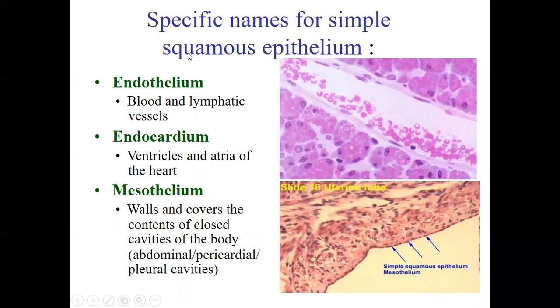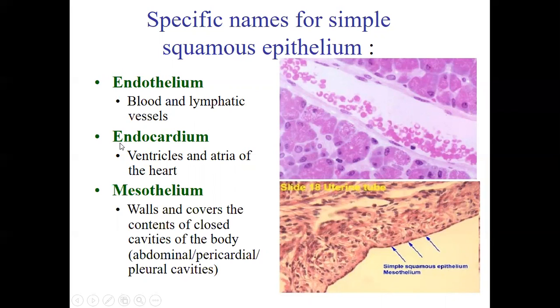For the simple squamous epithelium, sometimes it has a special name. For example here, the endothelium. The endothelium is actually a specific name of the simple squamous epithelium that lines the blood vessels and also the lymphatic vessels. So you can see here, this is the endothelium that lines the blood vessels. Inside there we have the red blood cells.